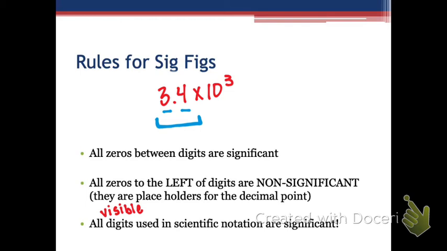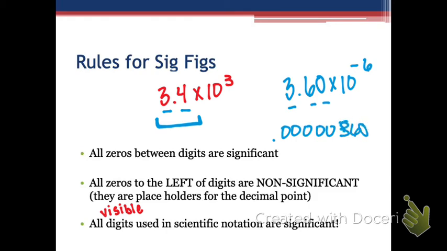Okay, what if I had a number that looked like this? 3.60 times 10 to the negative 6th. How many significant figures would I have? 3. 1, 2, 3. I don't care what it looks like when we expand it out. Right? When I actually move that decimal, I don't care what that looks like. I just want to know in scientific notation how many are there. Okay? All right.